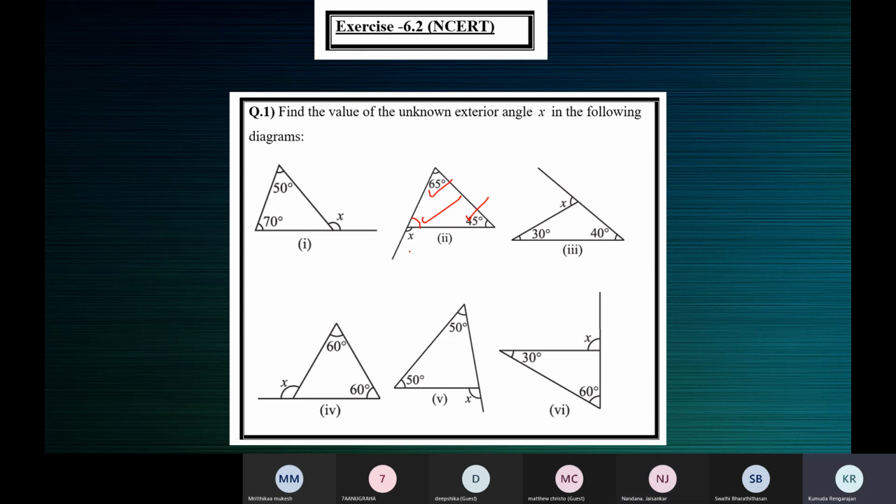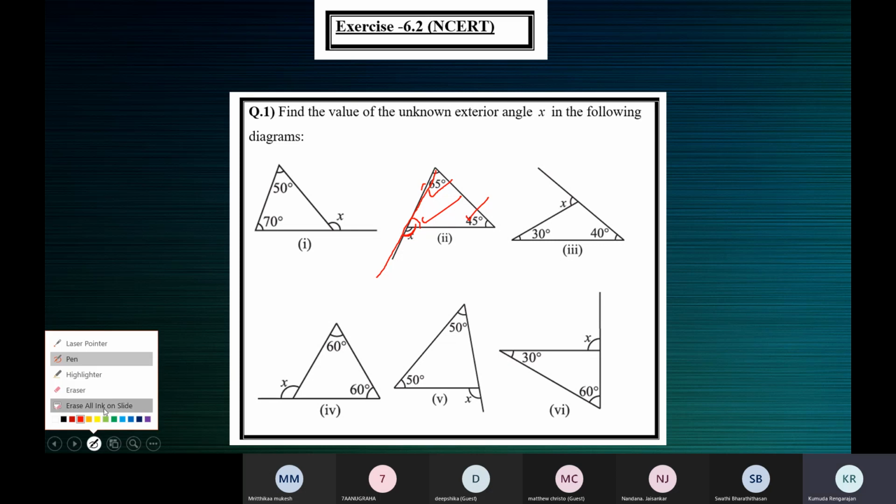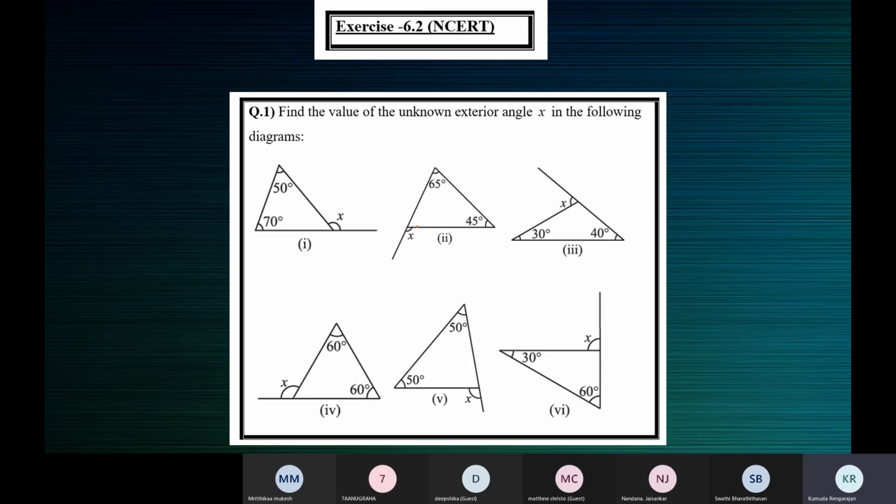Now angle x is formed when the side is produced. This angle is formed outside the triangle, so x is the exterior angle. And for this exterior angle, this is the adjacent interior angle, meaning next to it, just next to it. Leave this one, you should not take this. x is equal to 65 plus 45. I hope this property is clear, children.